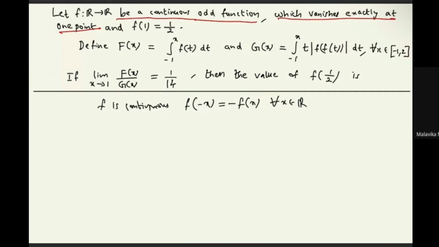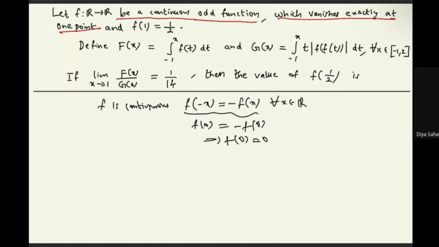It's a property of an odd function. f of 0 is 0. If you put x equal to 0 in this equation, you get f of 0 is minus f of 0, which means f of 0 is 0. So it's a property of an odd function: f of 0 is always 0.